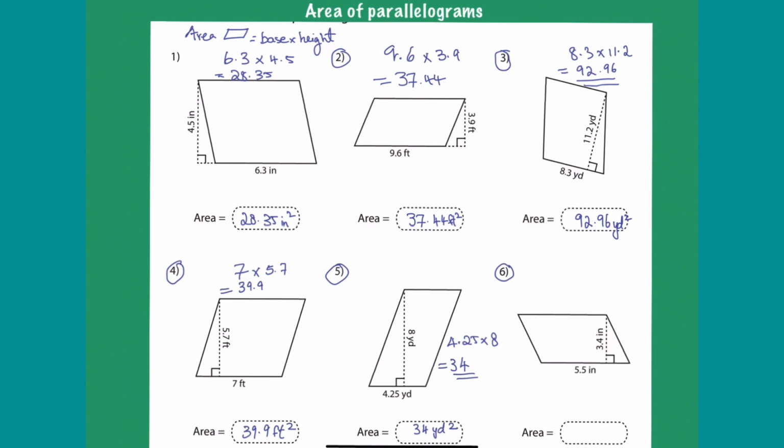All right. So your base is 5.5 times the height, which is 3.4. This is your base. This is your height. So base is 5.5 times 3.4, which is your height. And all you have to do is multiply it and you get 18.7. And so your final answer here is 18.7 square inches.